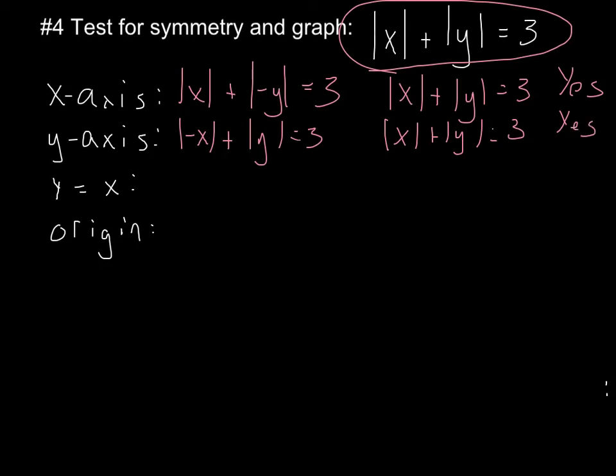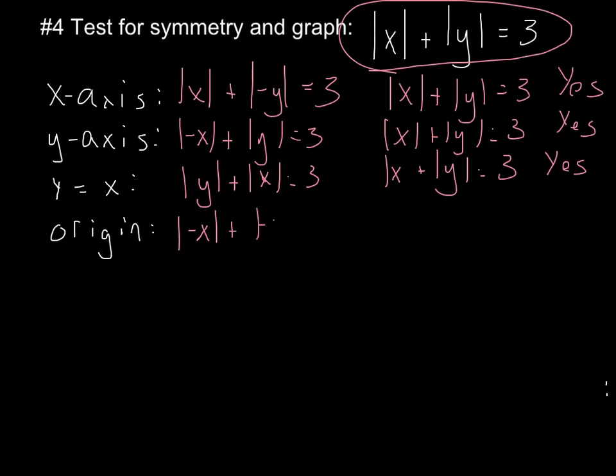Well, that's interesting. Now, the line y equals x. Switch. So now it becomes absolute value of y plus the absolute value of x. Well, is that the same thing as absolute value of x plus the absolute value of y? Sure is. Cool. And then finally, what about the origin? So now I have the absolute value of negative x plus the absolute value of negative y. Remember, that's the change you make for the origin. Well, that's just the absolute value of x plus the absolute value of y again. So it has symmetry in all four possible ways.